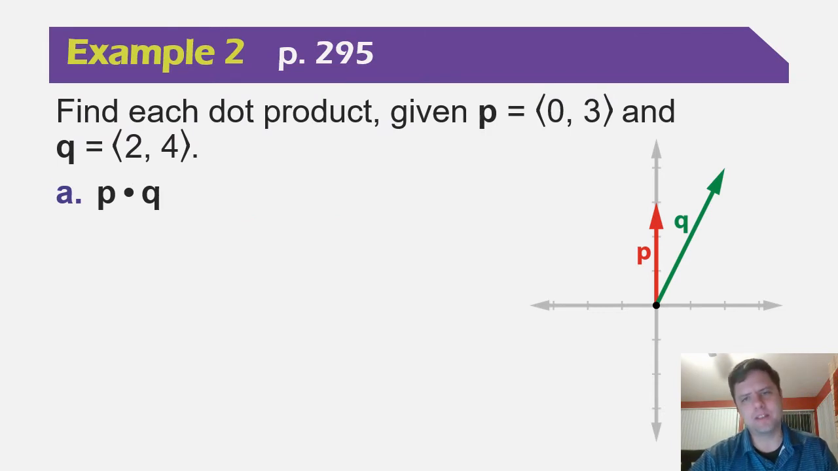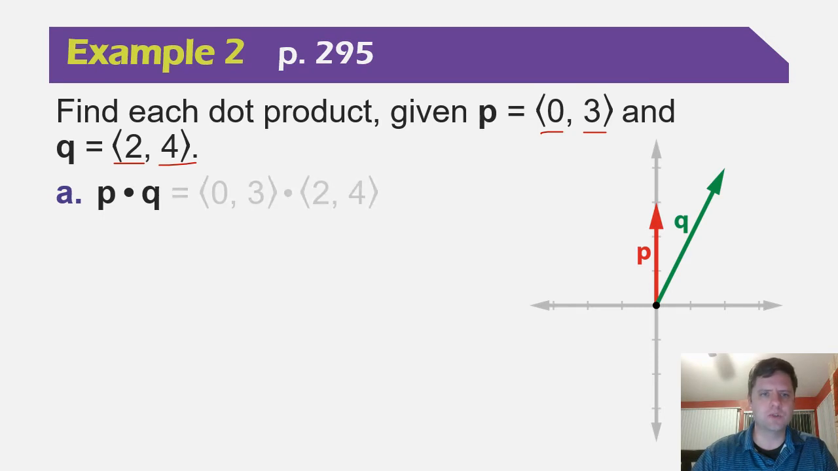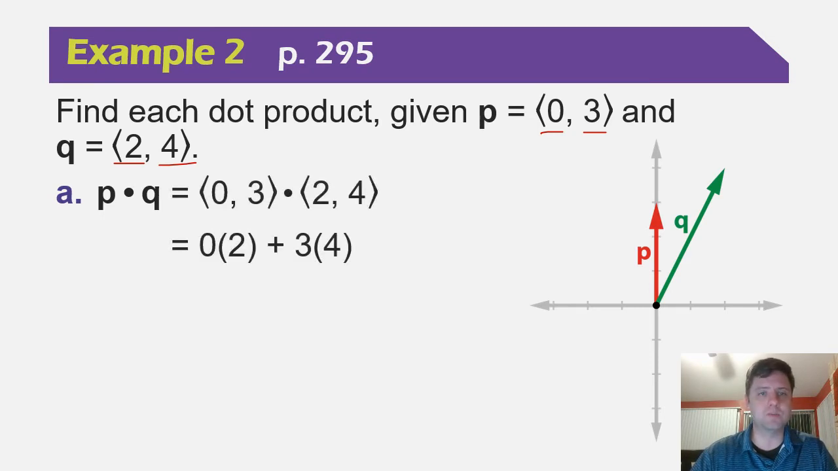So this becomes really useful. Find each dot product given that P is (0, 3) and Q is (2, 4). Well, remember, the dot product is we multiply the x components together, and then we add the multiplication of the y components together. So 0 times 2 plus 3 times 4. Well, the first becomes just 0, and 3 times 4 is 12. And we're done.